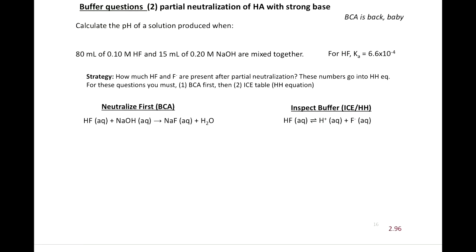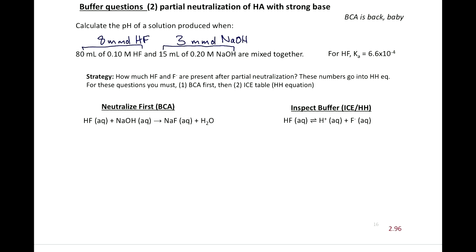All right, this is the second way we can make a buffer. Be very careful of what substances I'm showing you here. Here, we're mixing 80 milliliters of HF and 15 milliliters of sodium hydroxide. So what do you want to do? I'm working moles or millimoles? Millimoles. So how many millimoles of HF? 8 millimoles of HF. And then how many millimoles of this second thing? 3 millimoles of sodium hydroxide.